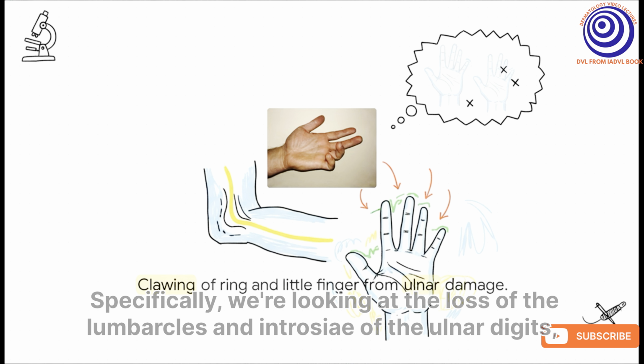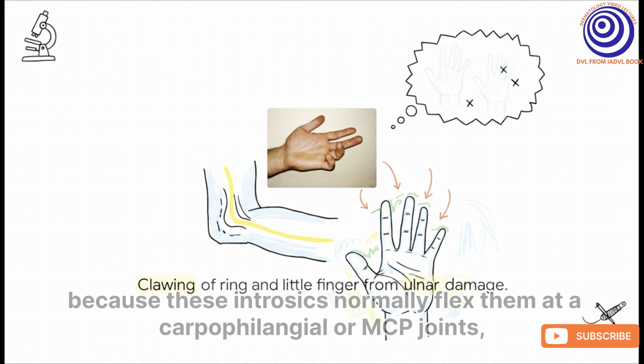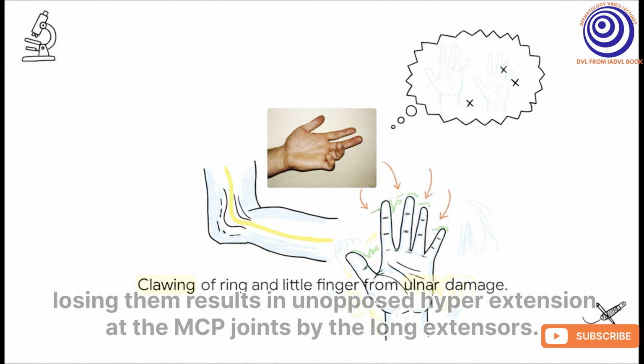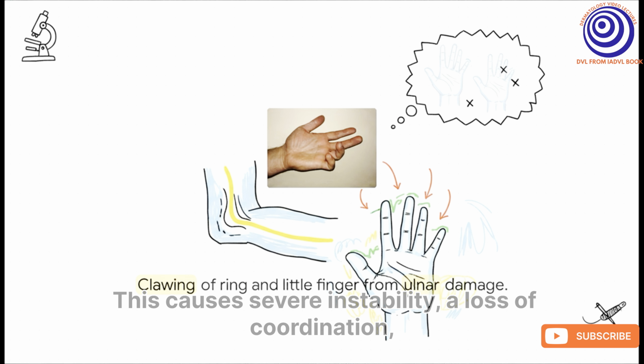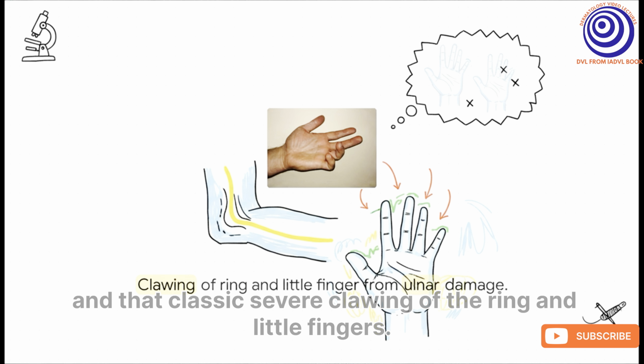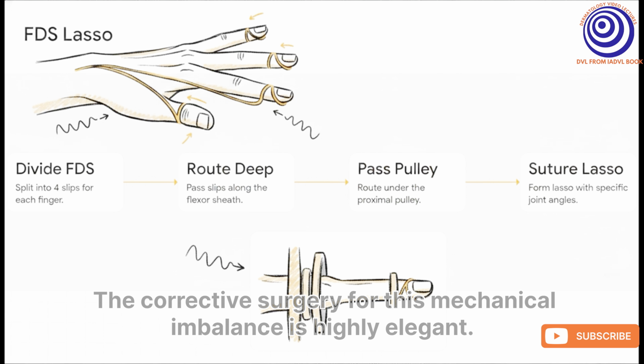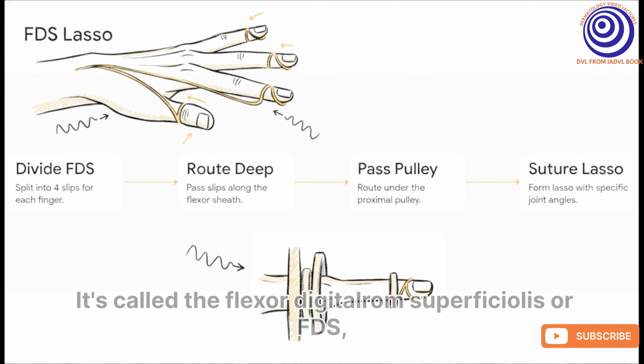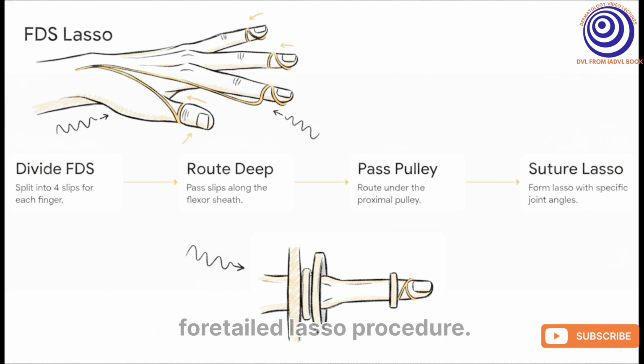Specifically, we're looking at the loss of the lumbricals and interossei of the ulnar digits. Because these intrinsics normally flex the metacarpophalangeal or MCP joints, losing them results in unopposed hyperextension at the MCP joints by the long extensors. This causes severe instability, a loss of coordination, and that classic severe clawing of the ring and little fingers. The corrective surgery for this mechanical imbalance is highly elegant.